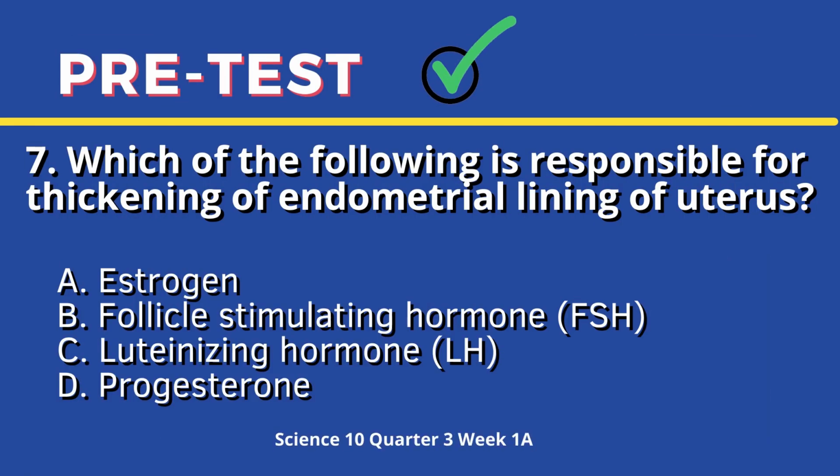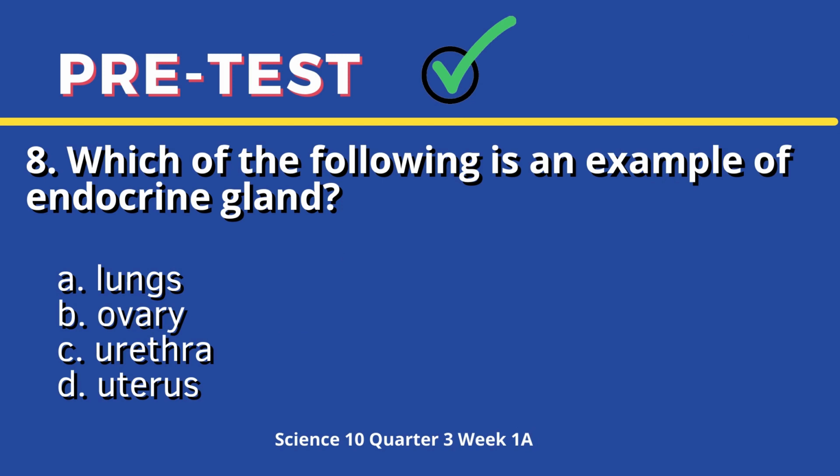7. Which of the following is responsible for thickening of endometrial lining of uterus? A. Estrogen. B. Follicle stimulating hormone. C. Luteinizing hormone. D. Progesterone. 8. Which of the following is an example of endocrine gland? A. Lungs. B. Ovary. C. Urethra. D. Uterus.